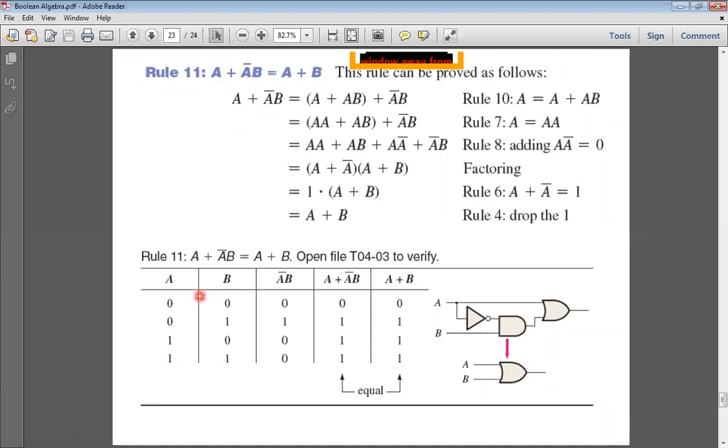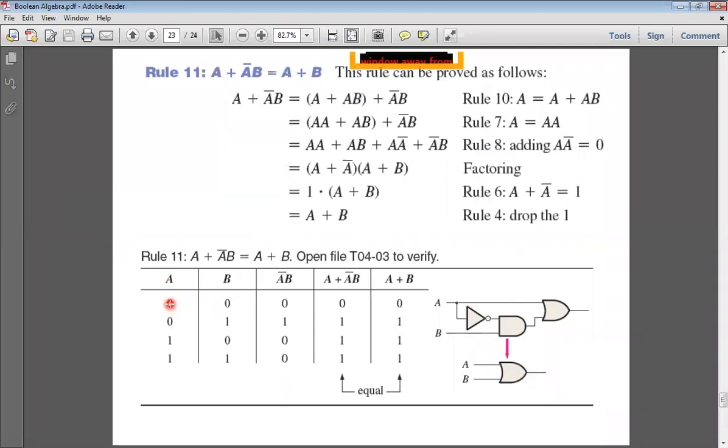Four combinations. These are the only combinations that this expression can take. A, B: 0 0, 0 1, 1 0, 1 1. So we have written all the combinations. So what is A bar B? How do you calculate A bar B? This is A, invert this A and AND with B.